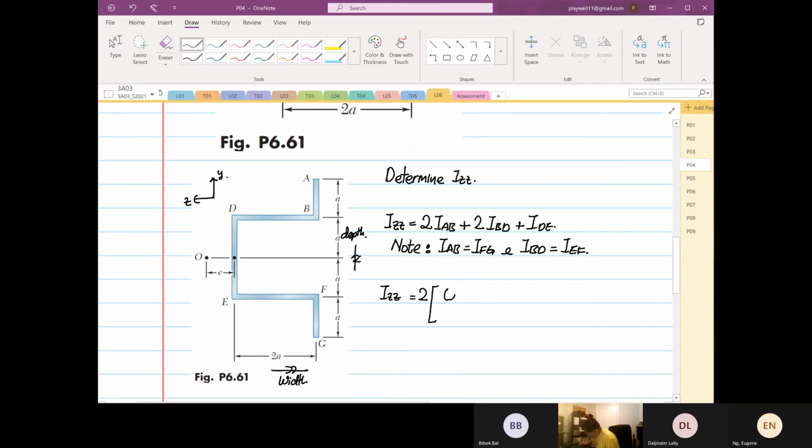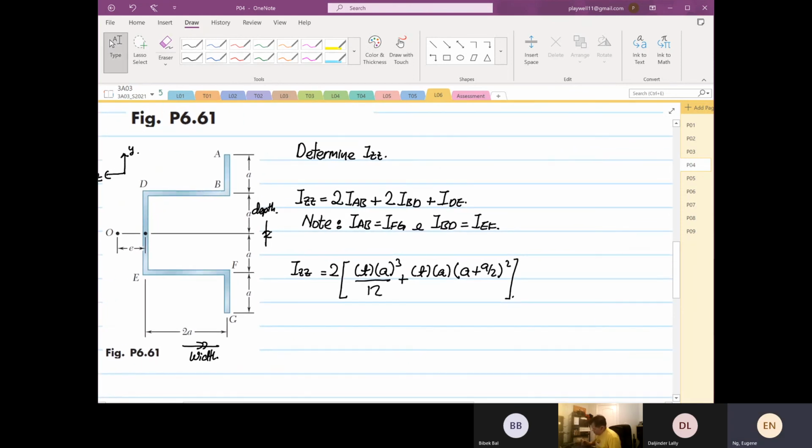So width T multiplied by depth A cube over 12 plus T multiplied by A, and then multiply by A plus A over 2, and the whole thing squared. Okay, so that is for IAB.